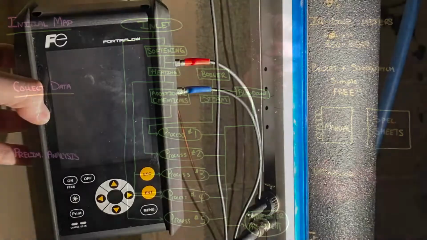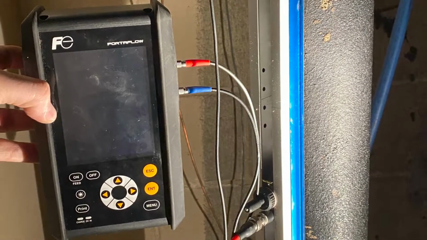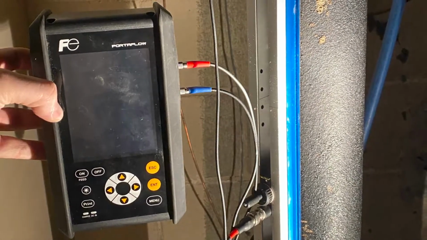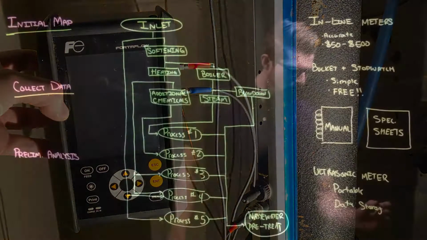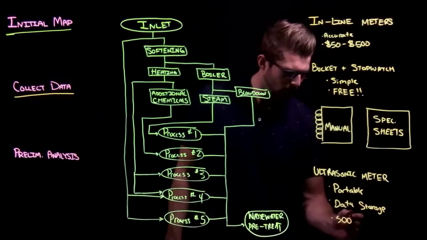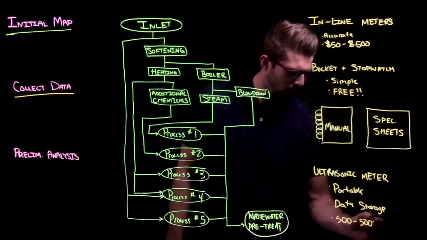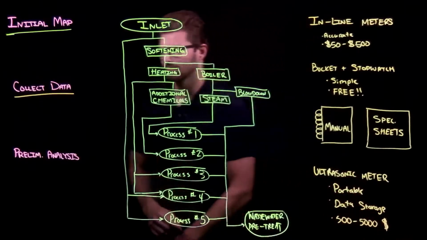Another option is to use an external flow meter. Ultrasonic flow meters such as this one can be pricey. Depending on the model and included features, these meters can run from $500 to $5,000. However, there are some advantages to this more expensive option. Their portability, accuracy, and data storage capabilities may appeal to some people.